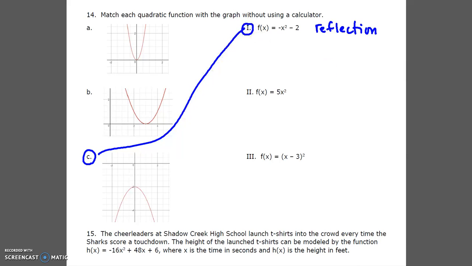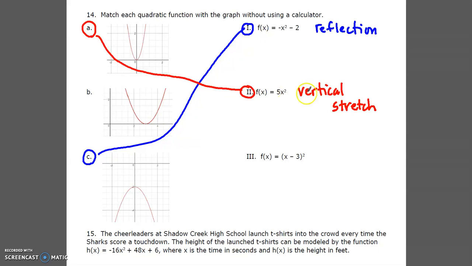All right, let's look at the next one. We have a number that's greater than 1 in the front, so that is going to be a vertical stretch because it's going to make it skinnier. So it looks like this one, because the vertex has stayed the same, it hasn't moved at all, so it just got skinnier. So that's going to be this one.